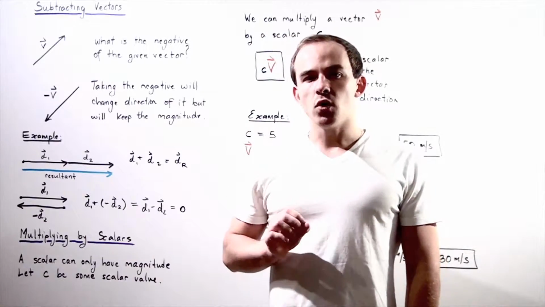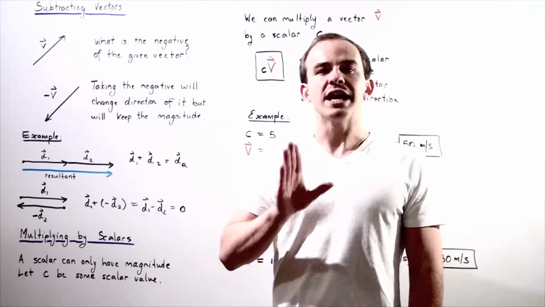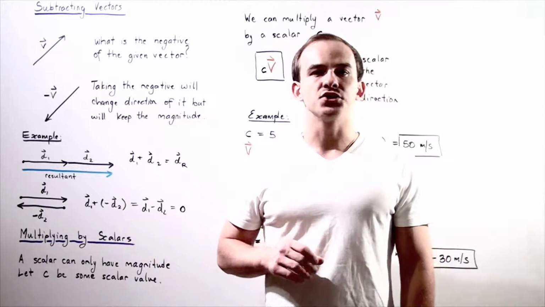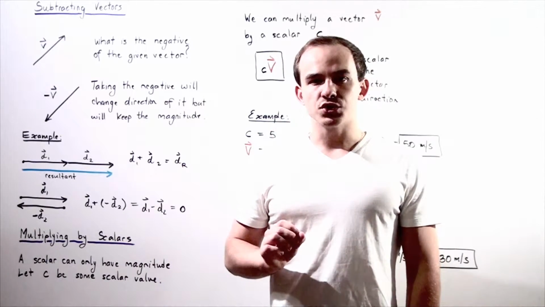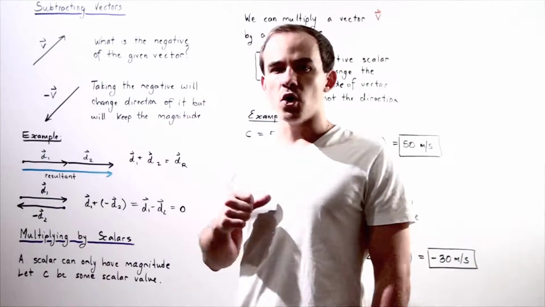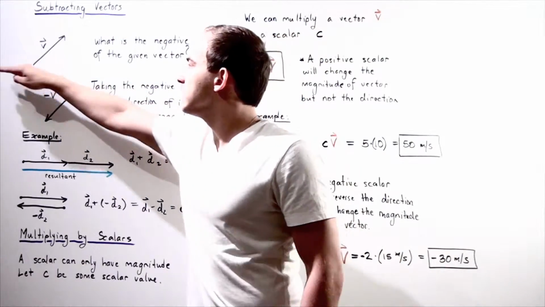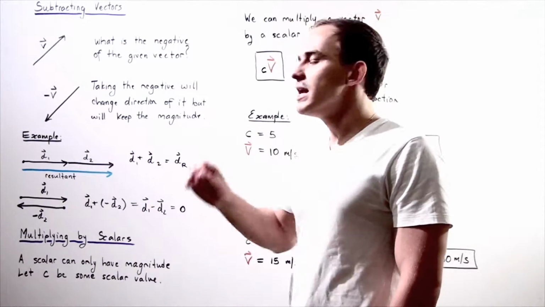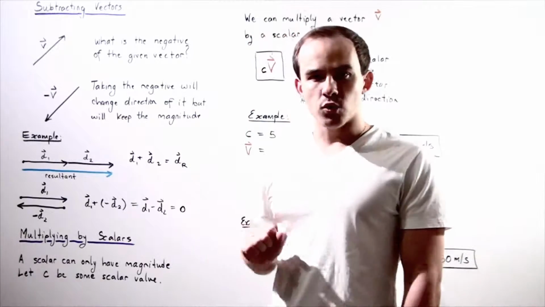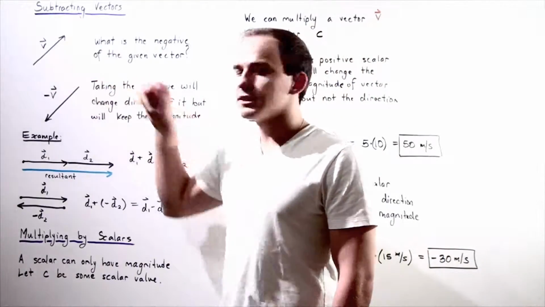So we already spoke about adding vectors. Now let's discuss subtracting vectors as well as multiplying vectors by scalar values. So let's begin by looking at the following vector v. Let's suppose it points in the following direction at some unknown angle to our x-axis. Now we want to ask the following question. What is the negative of the given vector v?